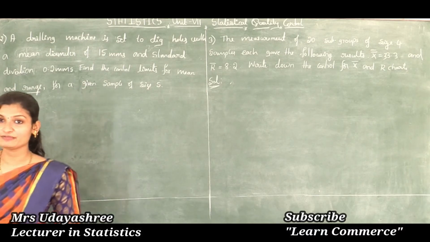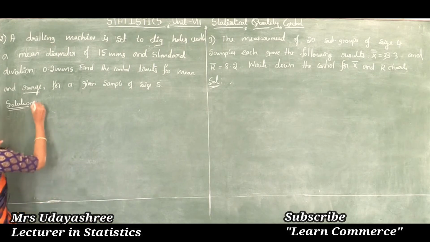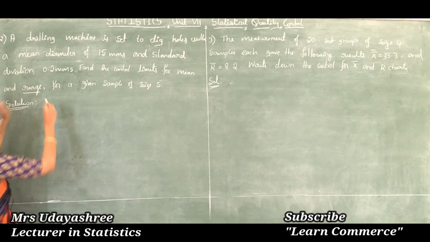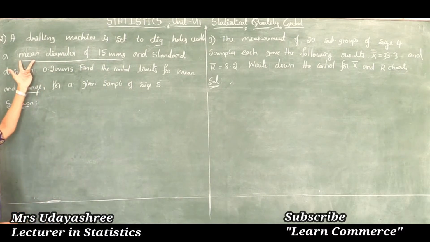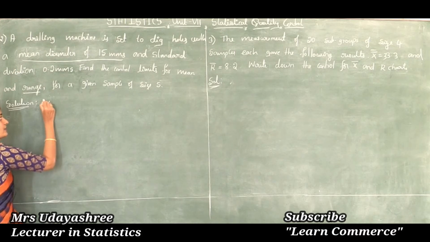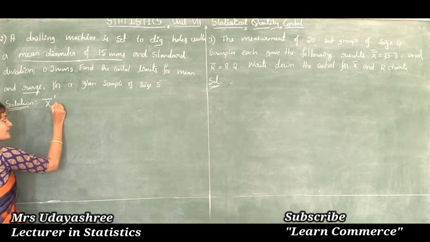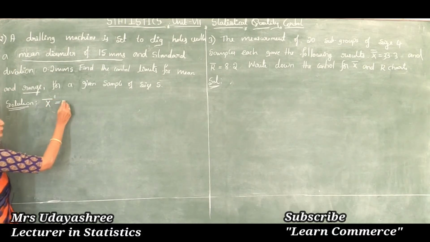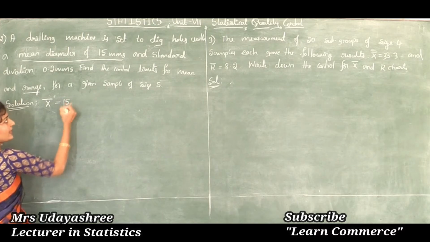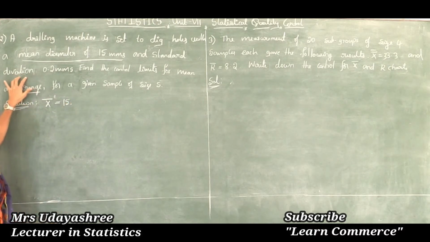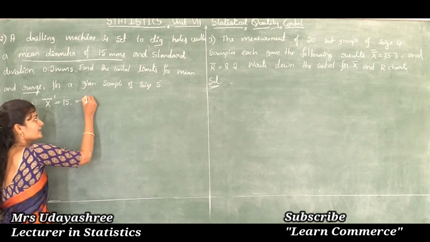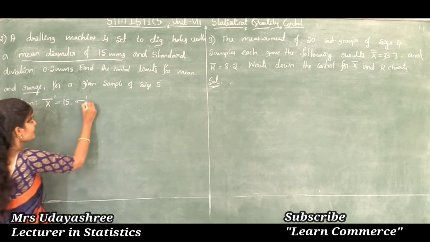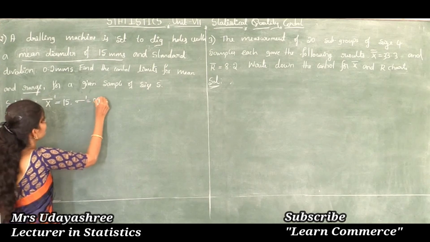See, here the given information is like this. Mean diameter of 15 millimeters. Mean in the sense of average. Mean is denoted by x bar, so here I will write x bar dash is equal to 15 millimeters. And the next given observation is standard deviation. We know the standard deviation is denoted by sigma. Here I will write sigma dash, sigma dash is equal to 0.2.